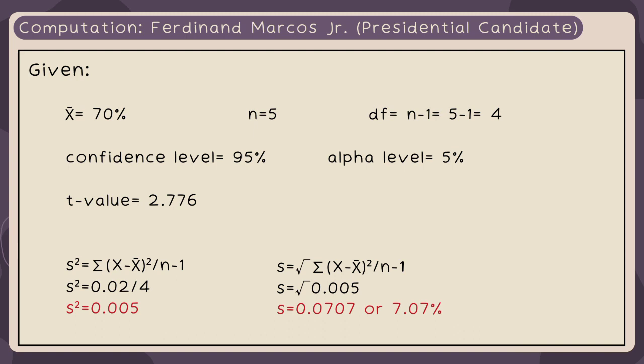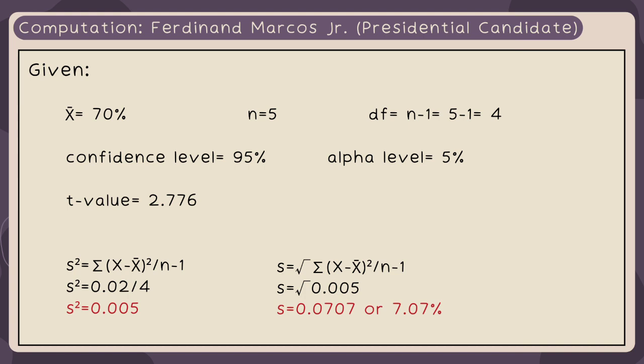We have 70% for the sample mean, a sample size of 5, a confidence level of 95%, an alpha level of 5%, degrees of freedom, df, of 4 because formula for that is n-1, so 5 minus 1 is 4.